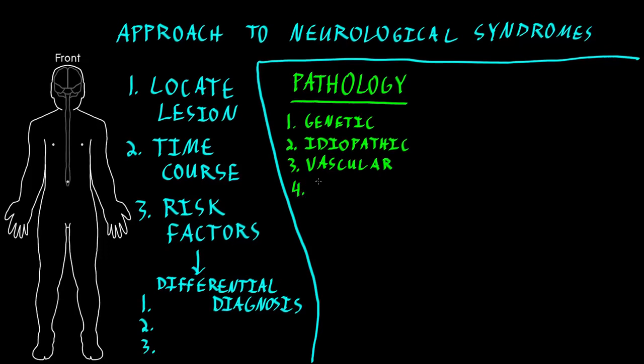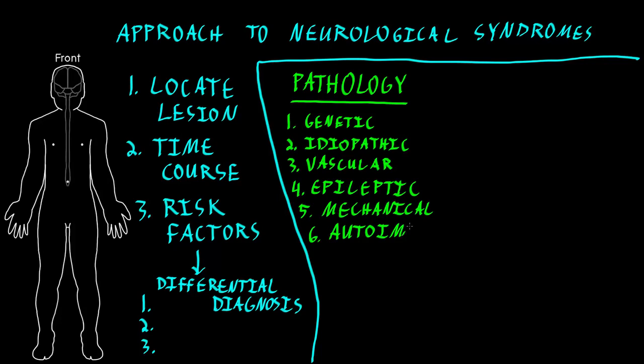The next category I call epileptic. These involve disorders that have seizures, which are a particular kind of abnormal electrical activity in the brain. The next I call mechanical, and these involve physical forces causing dysfunction or injury to parts of the nervous system. The next I call autoimmune, which involves the body's immune system causing inappropriate changes to neural tissues.